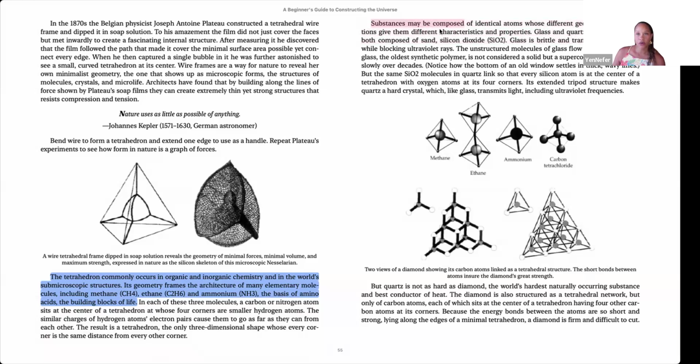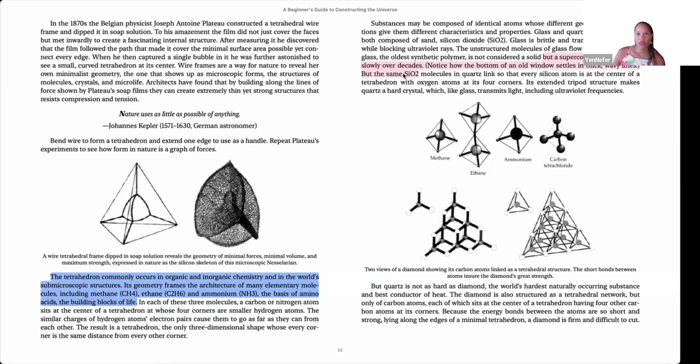Glass and quartz, for example, are both composed of sand, silicon dioxide. Glass is brittle and transmits visible light while blocking ultraviolet rays. The unstructured molecules of glass flow as a liquid. In fact, glass, the oldest synthetic polymer, is not considered a solid, but a supercooled liquid flowing slowly over decades.